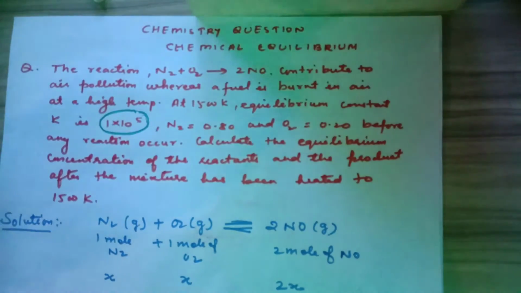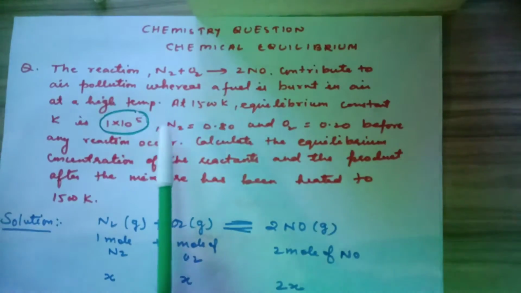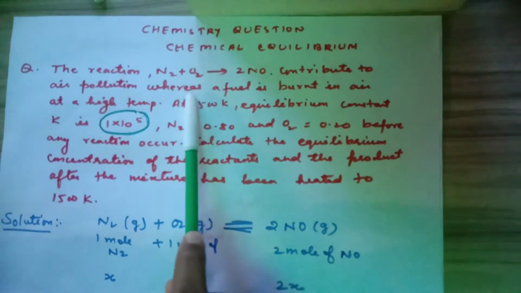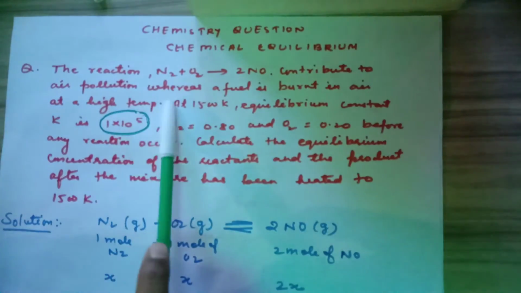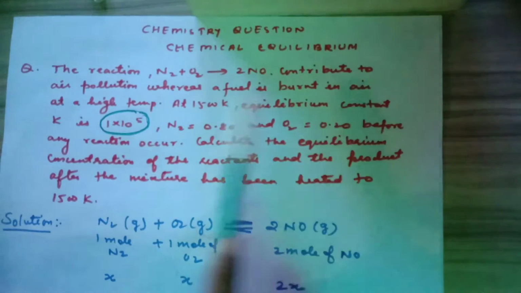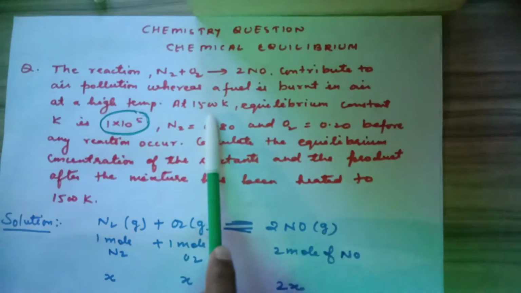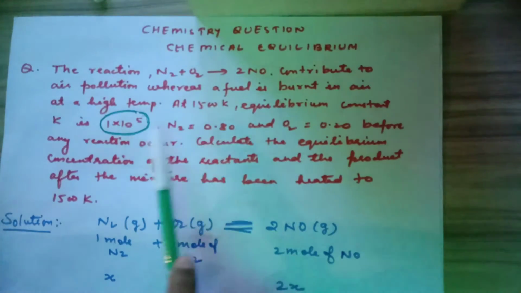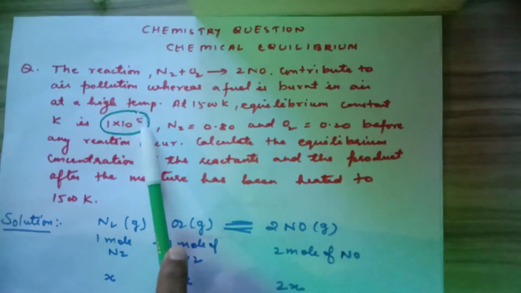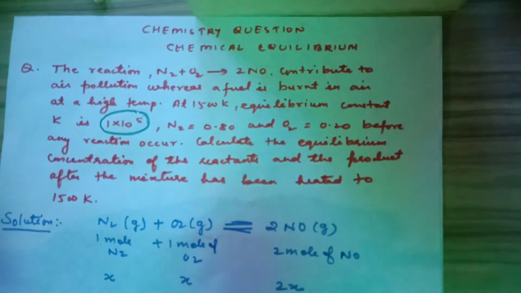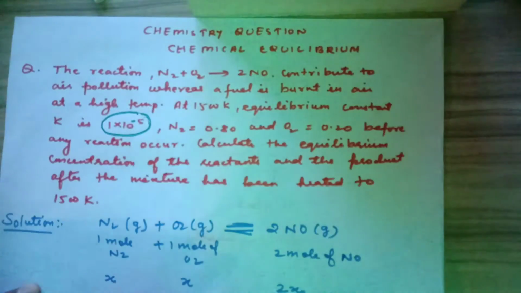It is related to chemical equilibrium. The question states: the reaction when N2 reacts with O2 to give 2NO contributes to air pollution, whereas a fuel is burnt in air at high temperature, that is at 1500 Kelvin, and the equilibrium constant is given as 1 into 10 to the power minus 5, which is 10 to the power minus 5.